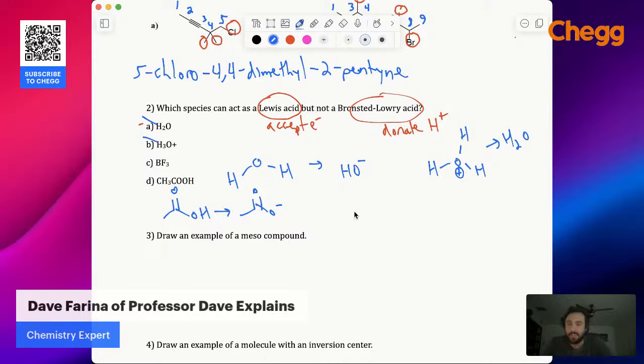So the point here is that BF3 can act as a Lewis acid, right? A base can donate electron density, right? Boron can accept a fourth bond from something like a hydride or whatever it might be. And so that can accept electron density, but it cannot donate a proton because there is no proton, right? There are no hydrogen atoms. So if something does not have any hydrogen atoms, it cannot be a Bronsted-Lowry acid because it has no protons to donate, right? So that would be the answer there.